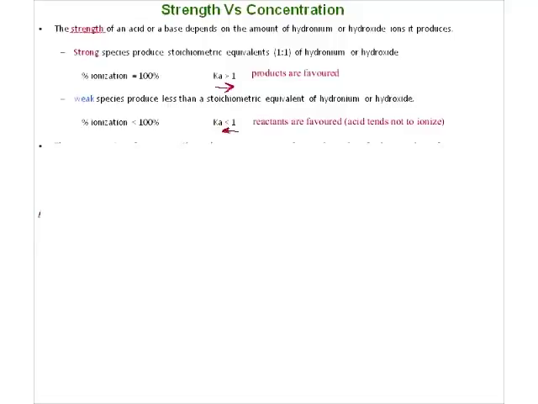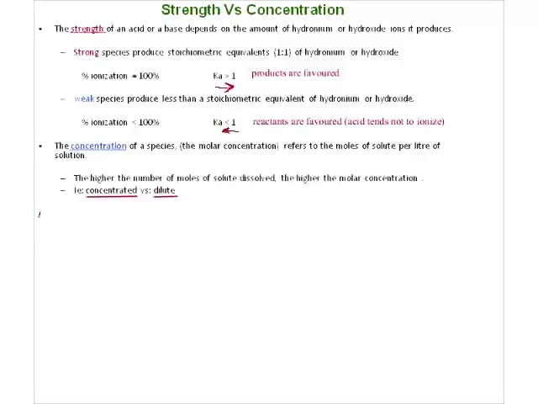Now we want to be able to compare this with concentration. Concentration has a different meaning. Concentration refers to the number of moles dissolved per liter of solvent. So in this sense, the higher the number of moles, the more concentrated it's going to be. The fewer the number of moles, the more dilute it's going to be.